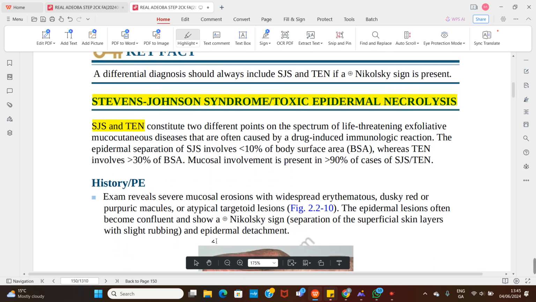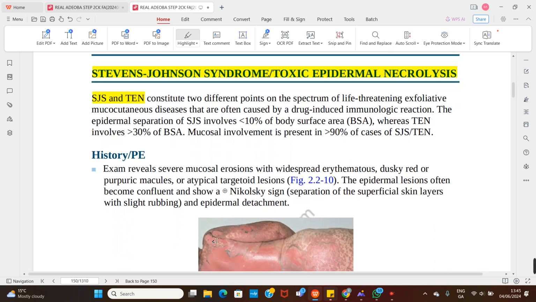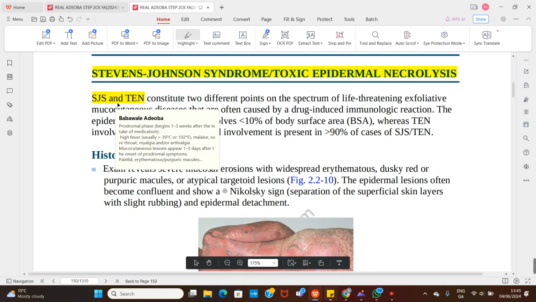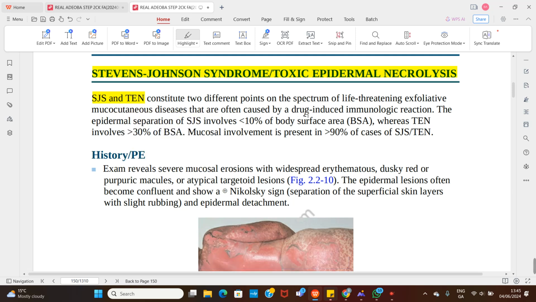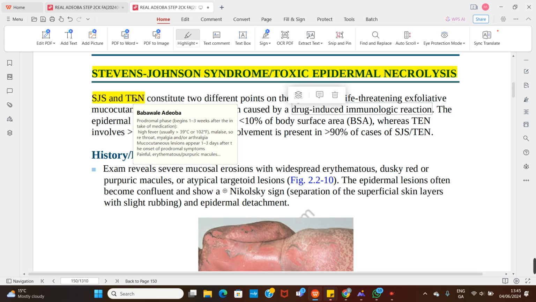So, moving on to SJS and toxic epidermal necrolysis, we have said that these individuals have a type 4 hypersensitivity reaction, just like erythema multiforme, and they constitute two different spectrums of life-threatening exfoliative mucocutaneous disease, right? So they are usually caused by a drug-induced immunologic reaction. So most of the time they are secondary to drug use. So we usually have a prodromal phase that happens 1 to 3 weeks after you have started the medication.